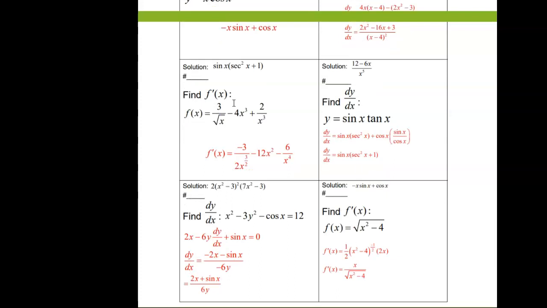Looking down in the middle, we had f prime of x equals negative 3 over 2x to the 3 halves minus 12x squared minus 6 over x to the 4th.